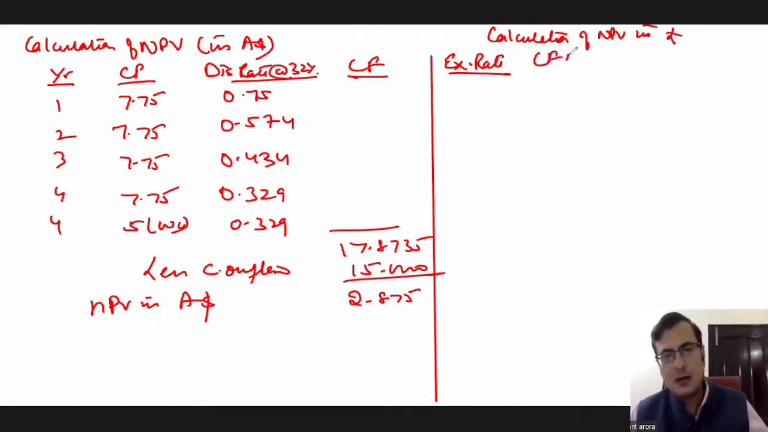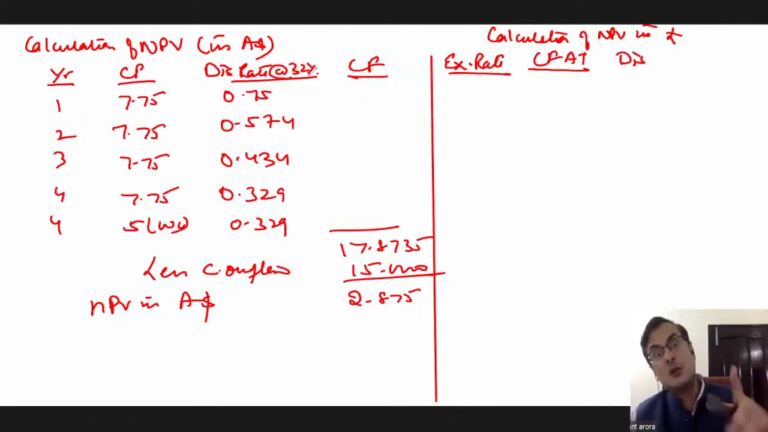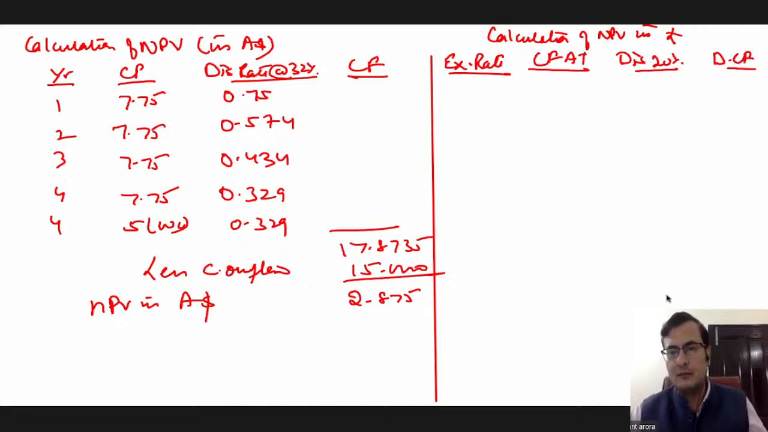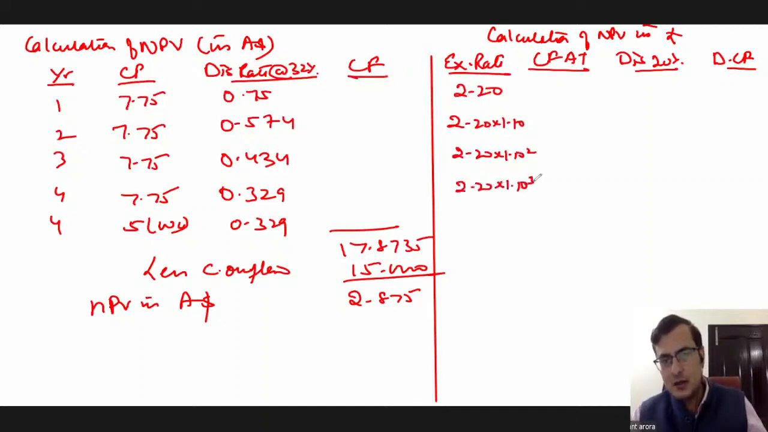So cash flow after tax. Discount rate, it was 32%. You remember it? This one was 20%. Okay. So you will get discounted cash flows. Okay. Clear? So exchange rate will be, first one was easy, 2.2. We've already done 10%. We added. Then we add another 2.20 into 1.10, and 2.20 into 1.10 squared, 2.20 into 1.10 cubed, and I think that will be the same.